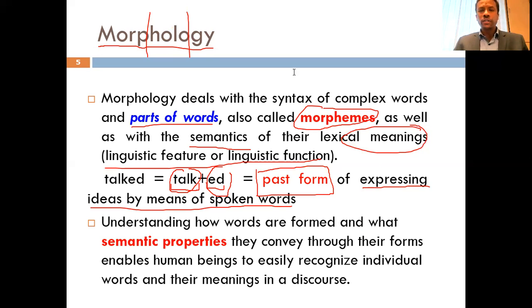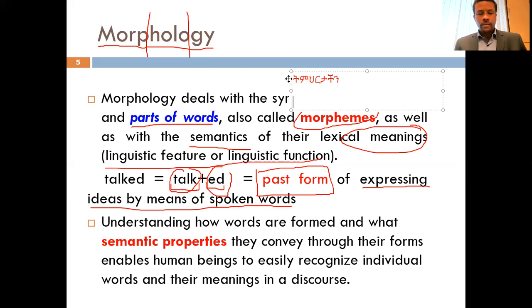So if I give you this word, what do you understand? What do you understand? To understand the word with the three morphemes. Just tell me that.